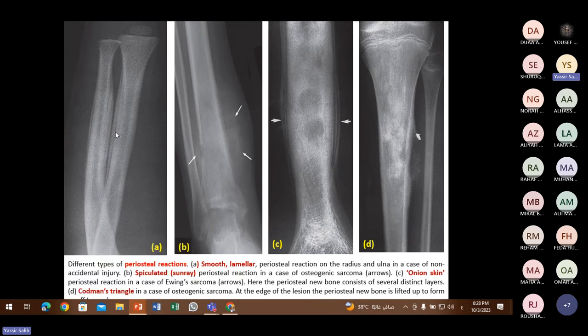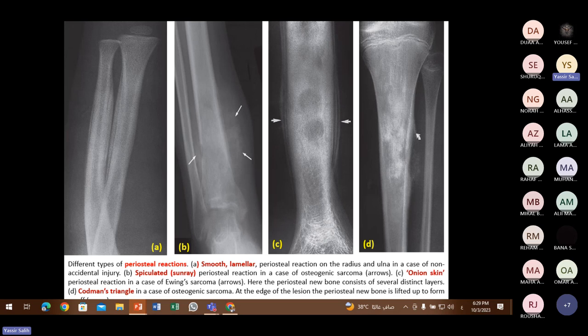So this slide explains the different types of periosteal reaction. In the first image, image A, you can see this is the cortex, and outside the cortex you can see the new bone formation, this line. In the other bone too, this is the new bone formation. This is a periosteal reaction. If you look at it, it looks smooth. This is a smooth lamellar periosteal reaction, and in this radius and ulna as well.